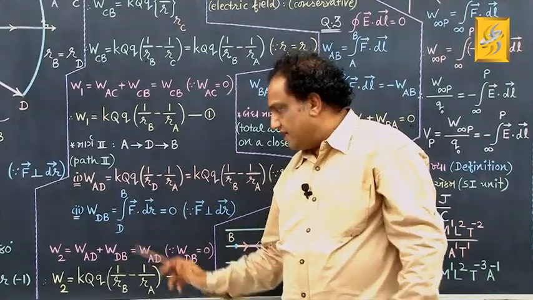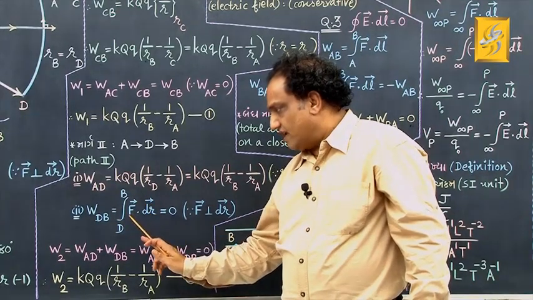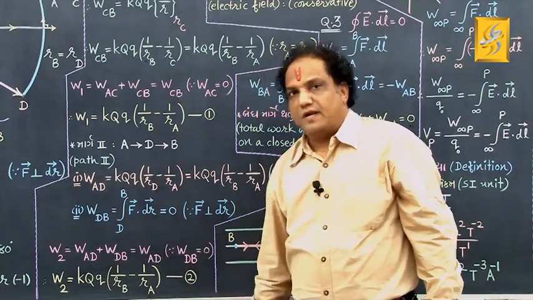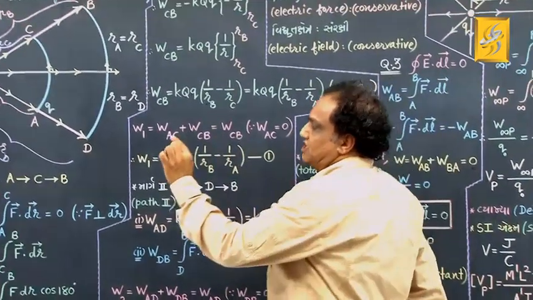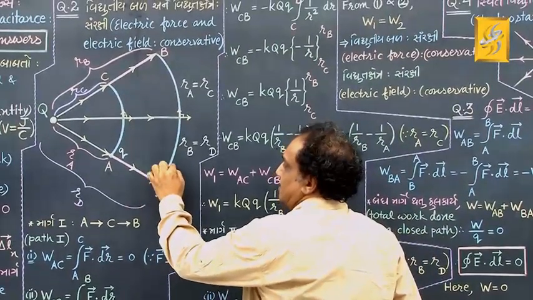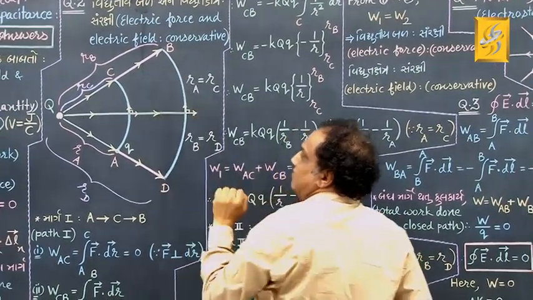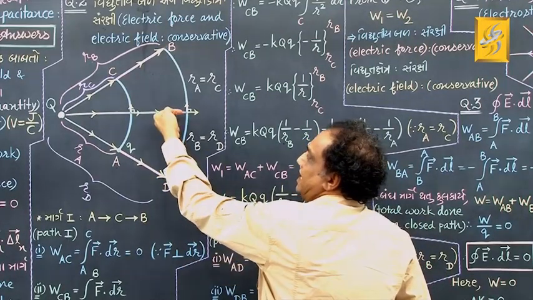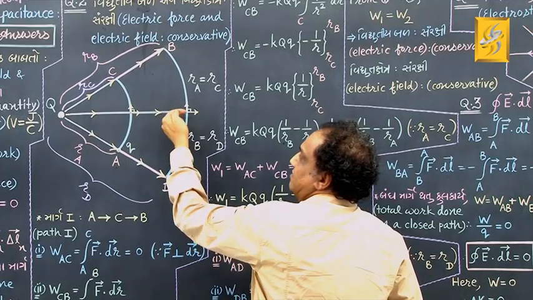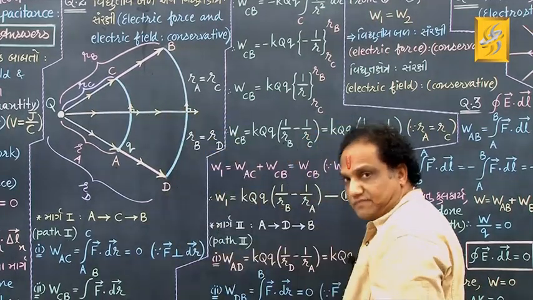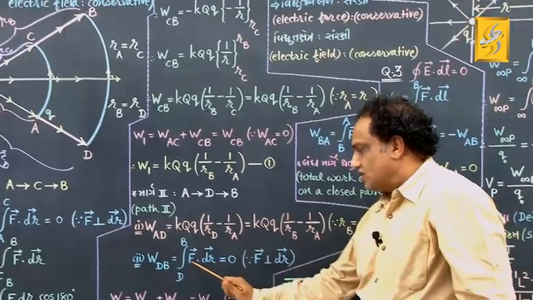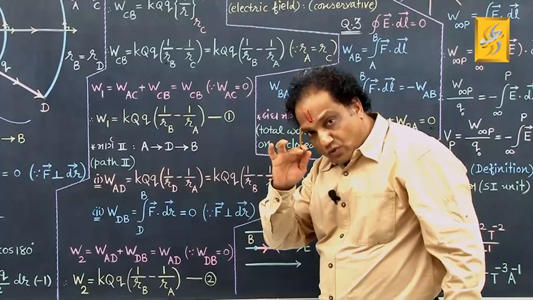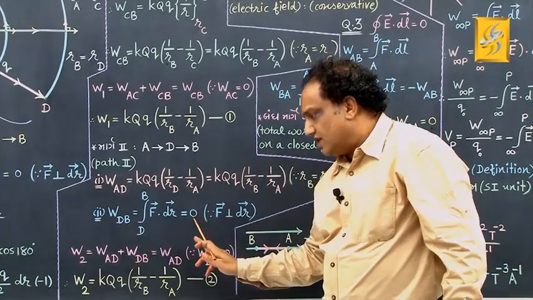According to the formula, it is the integration of vector F dot vector dr from D to B. Now tell me, when you move the test charge from D to B, at each position, the electric force and displacement remain mutually perpendicular. And because these two vectors are mutually perpendicular, the dot product between them is 0. So this amount of work done is 0.